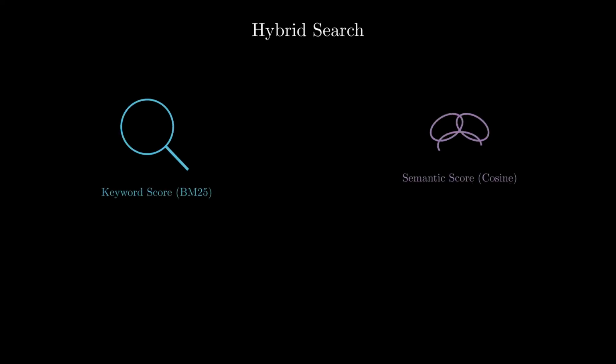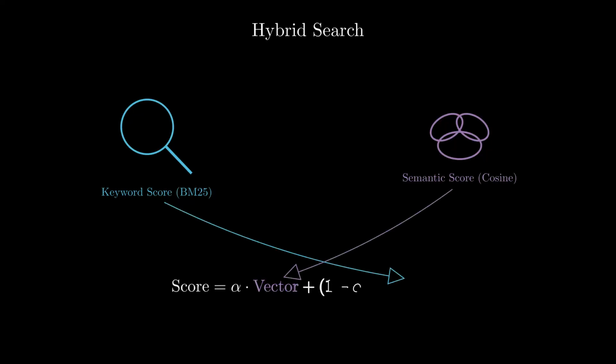So far, we have looked at these methods in isolation, but in production systems, we rarely choose just one. Instead, we use hybrid search. Hybrid search is the practice of calculating two scores for every document: a keyword match score, like BM25, and a semantic vector score, like cosine similarity. We then combine these two distinct signals into a single, unified ranking using a linear weighted sum.